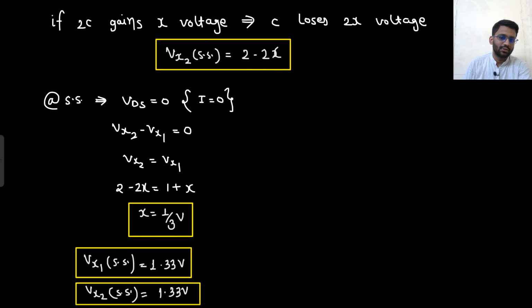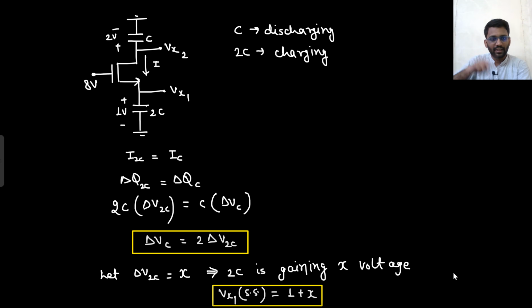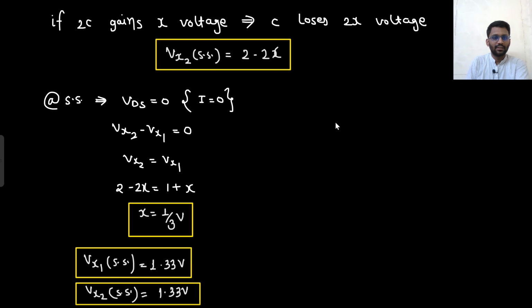So C was initially at 2 volt, then minus 2x, and the other was initially at 1 volt, then plus x. So 1 plus x, and this will have 2 minus 2x. At steady state, VDS will be equal to 0, so both potentials will be equal. Then I could get the value of x, which was 1 by 3. So Vx1 steady state would be 1.33 and Vx2 steady state will also be 1.33. So that was an amazing question.